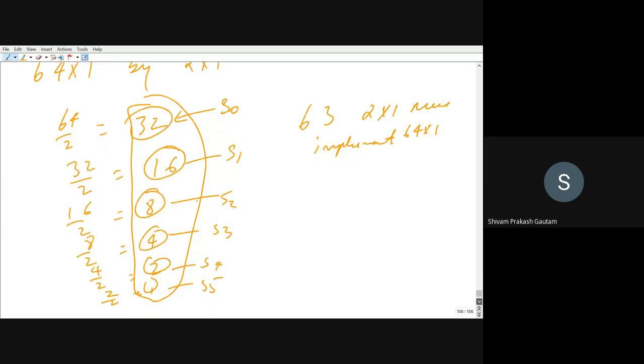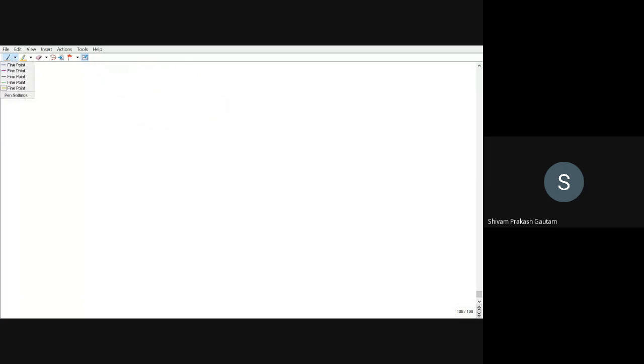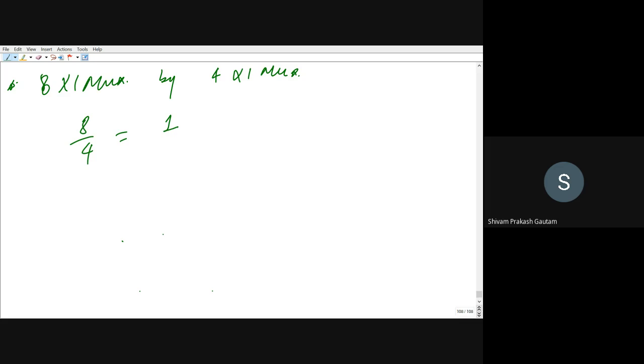Now we will see one special case. Sir, how can I implement an 8 cross 1 mux using 4 cross 1 muxes? That we will see right now. That is a special case, okay? So let us say we have to implement an 8 cross 1 mux using 4 cross 1 muxes. If you divide 8 by 4, we get 2. Now this 2 is not divisible by 4, so this logic is not working, because 2 is not divisible by 4, which was our previous concept.